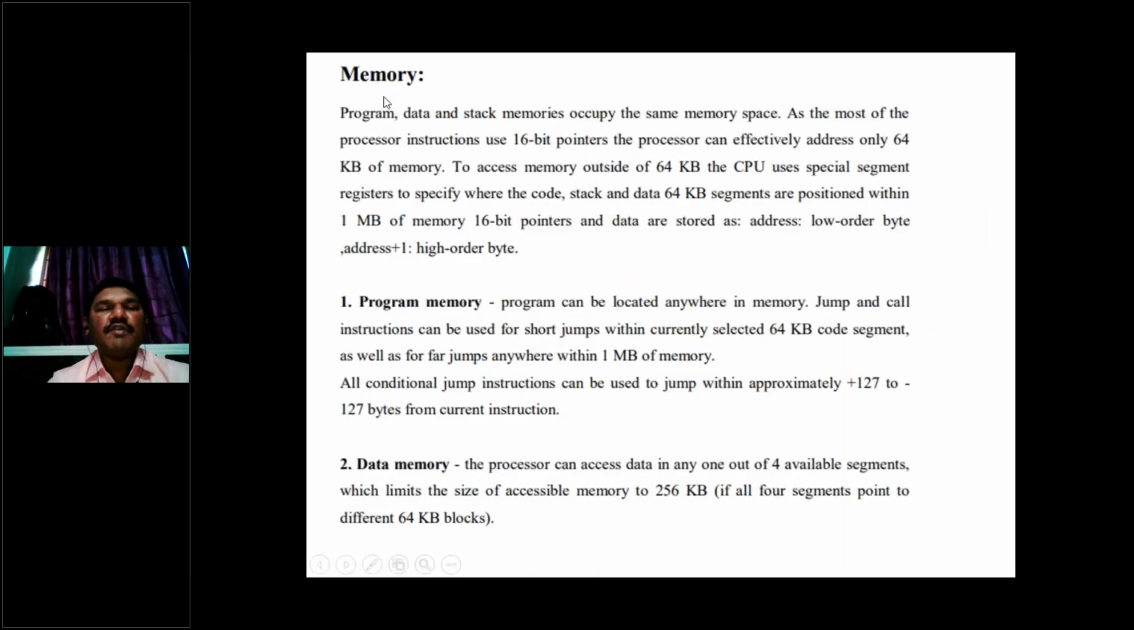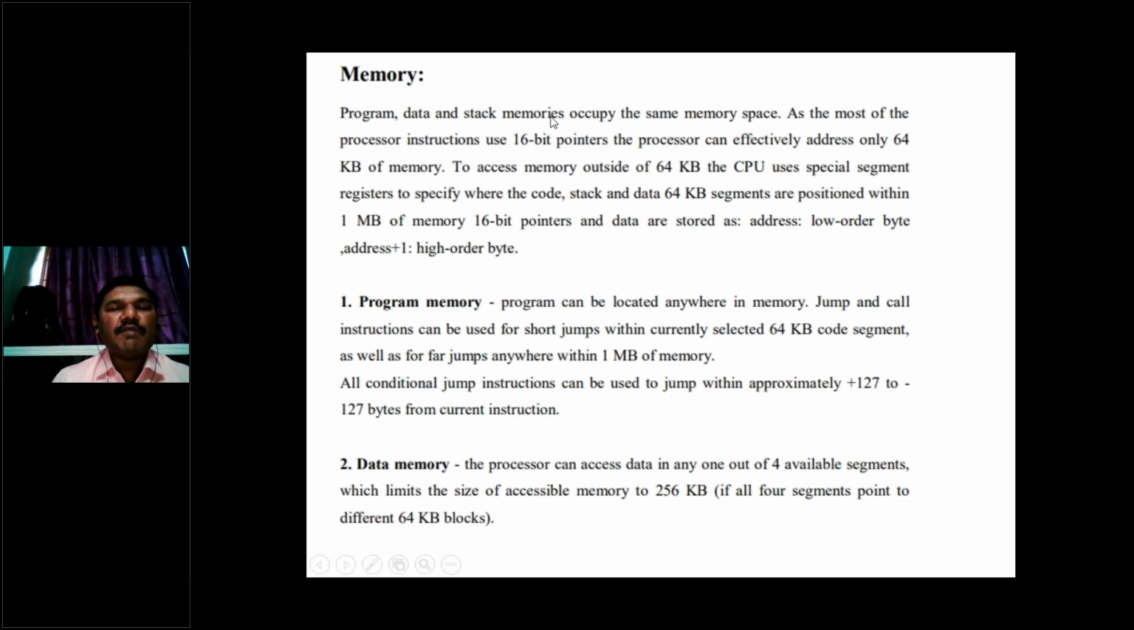Now, what is the memory here? We know that the number of address lines in 8086 is 20. So 20 address lines will give 2 power 20, which is equal to 1 MB of memory. Right, you can see here 1 MB of memory. But we know that the microprocessor internally has all the registers in terms of 16-bit. So that's why there is an address conversion mechanism in the bus interface unit that we will see. First, we'll talk about memory.